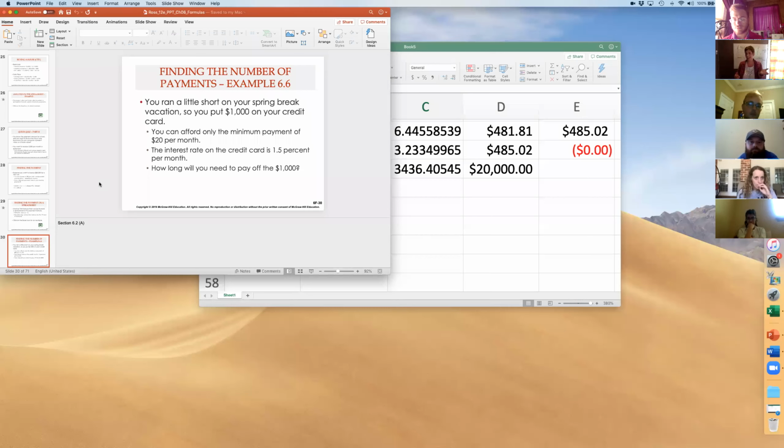So the idea is, what do you guys spend on your credit cards? What kind of purchases do you put on them? Just gas. Gas? Like airline tickets. Airline tickets, maybe food.